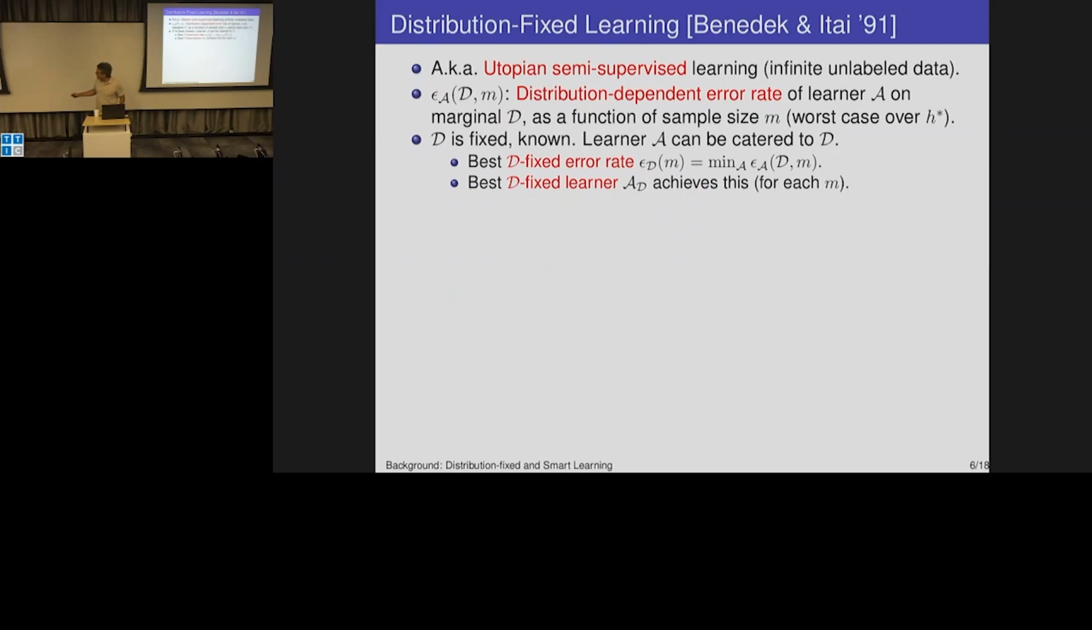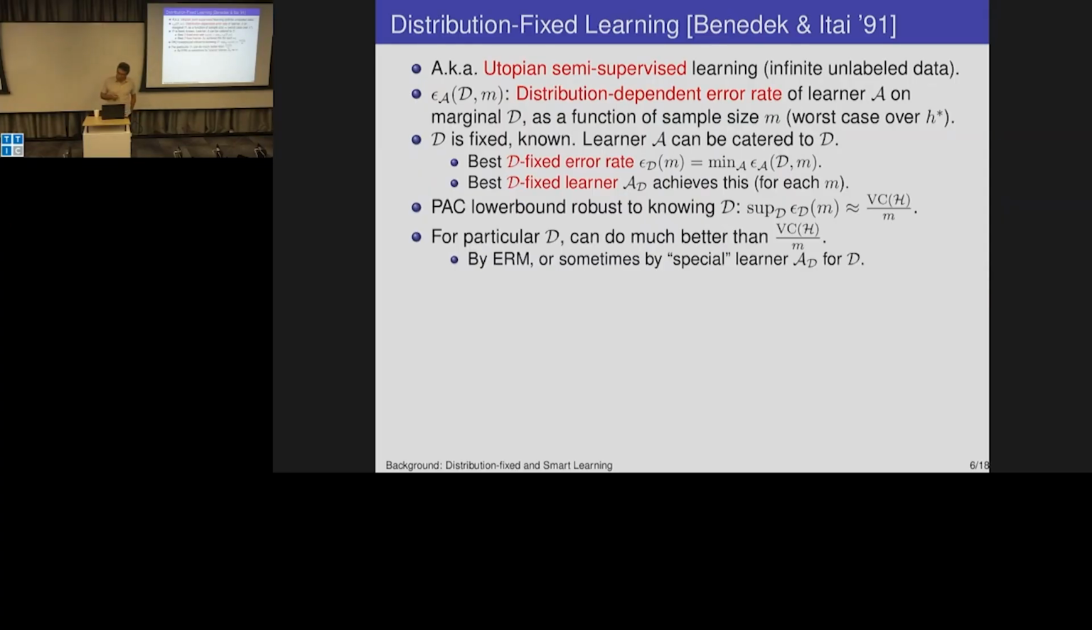So this is what I'm going to call the optimal distribution fixed error rate, or D fixed error rate, epsilon sub D of M, which picks the best learner for that distribution. Okay. And the learner that attains this minimum is what I call a D fixed learner. Sometimes I'm going to denote it A sub D. This is the learner that's perfectly catered to the distribution D for every possible sample size. So these are the D fixed error rates and the D fixed learners.